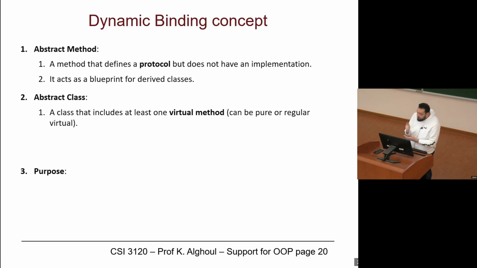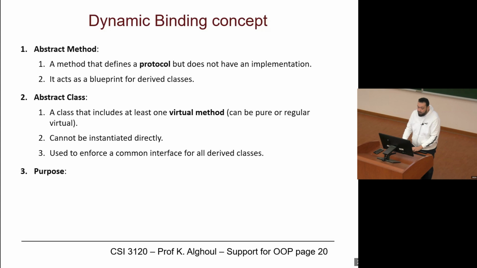So a class that includes at least one virtual method is also called an abstract class. It cannot be instantiated directly, and it is used to enforce a common interface for all derived classes. That's one of the main things I was saying. It means you're telling your subclass, you have to use this interface. For example, we have a parent class Car, and I don't want a subclass Toyota and a subclass BMW each referring to the wheel by a different name. If I define the wheel with this specific name, then all the subclasses will use the same interface. Think about it like this.